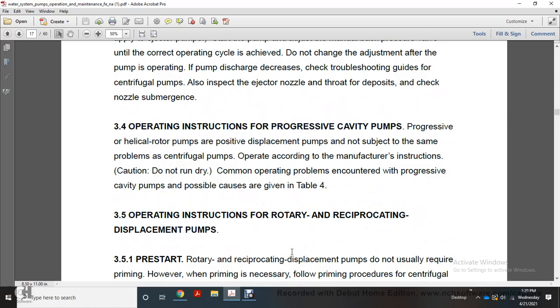displacement pump, is not subject to the same problems as the centrifugal pump. Operate according to the manufacturer's instructions. Caution: do not run dry. Common operating problems encountered with the progressive cavity pump and their possible causes are given in Table 4.